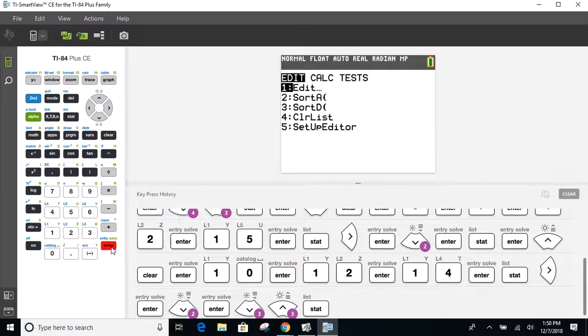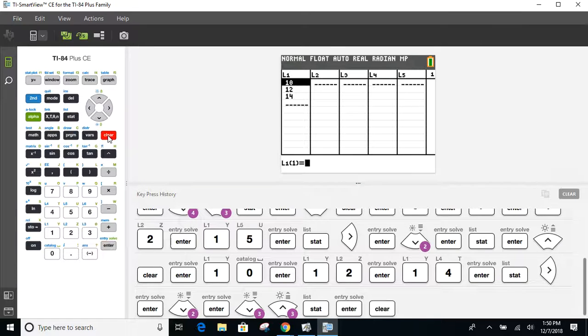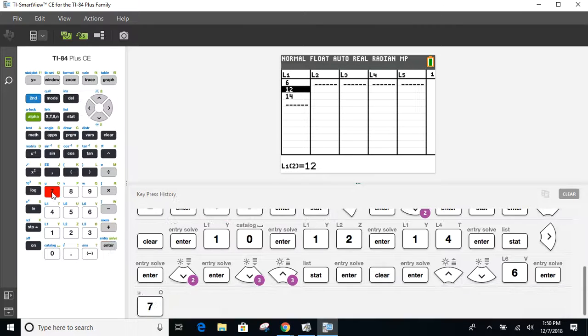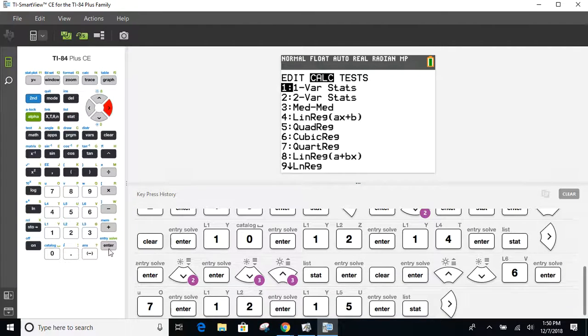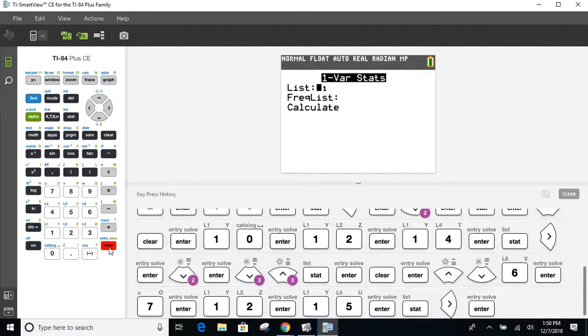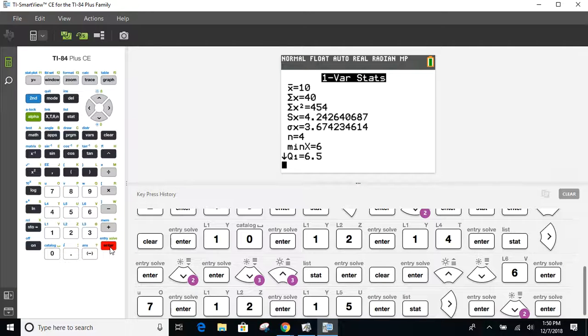Now you guys can clear out list 1. You can go to list 2, but just make sure you tell the calculator where to look. And you can type over these two. I don't know, what was the Lopez kids? 6, 7, 12, 15. And then same thing: stat, calculate, 1-Var Stats, whatever list you put it in, make sure you tell the calculator. Calculate. And now what's my standard deviation? 3.7, yep.